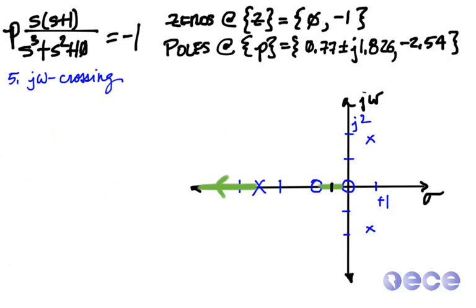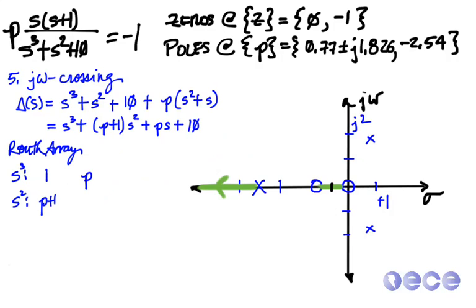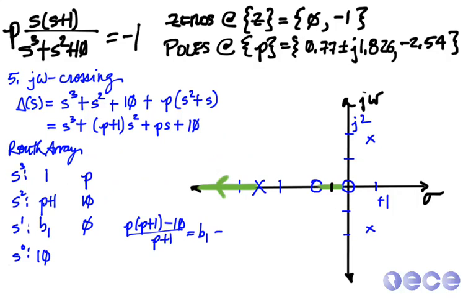So where does our j omega cross? We can calculate using Routh-Hurwitz and this value of p. Now we can calculate the value of p such that we'll get a 0 in the left-hand column of our Routh-Hurwitz analysis. So our Routh array is going to look like 1 and p, and then p plus 1 and 10. So now using the Routh analysis, we'll calculate b1, and then c1 is just going to be 10.